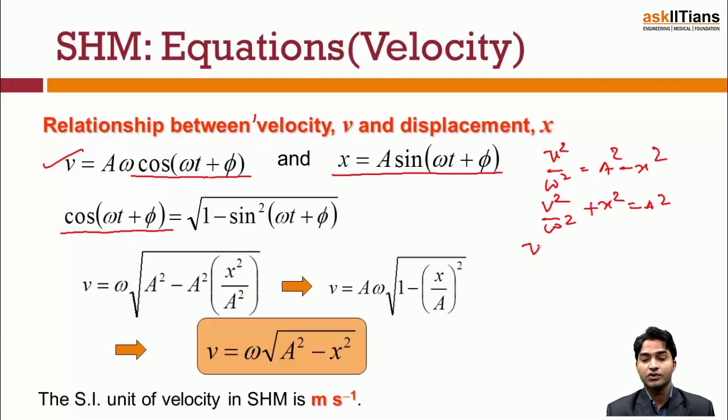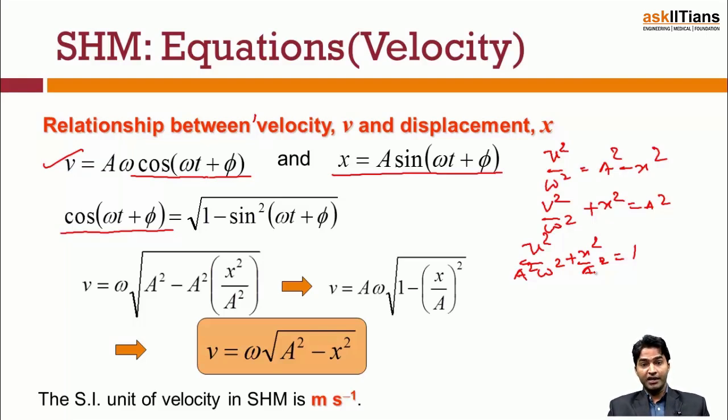Or we can say v square upon a square into omega square plus x square upon a square is equal to 1. And it is the equation of an ellipse actually. So we can say, if at any moment we want to draft the equation of a velocity as a function of displacement, that is v square upon a square into omega square plus x square upon a square is equal to 1.